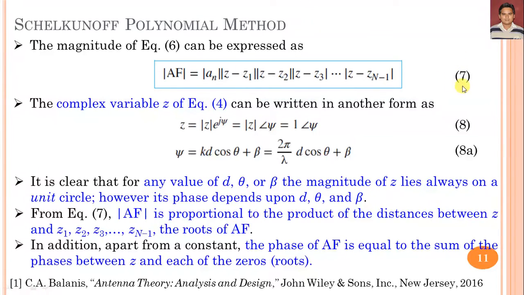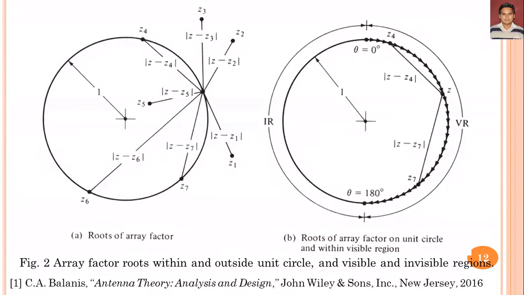From equation 7, we can get that the magnitude of the array factor is proportional to the product of the distances between z and z1, z2 up to z_(N minus 1), the roots of the array factor. In addition, the phase of the array factor is equal to the sum of the phases between z and each of the zeros, the roots. We have discussed the magnitude and phase in this figure 2 of the array factor having the roots inside and outside the unit circle and in the visible and invisible region.